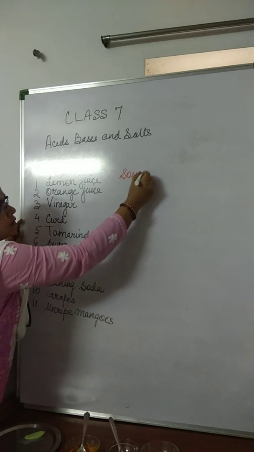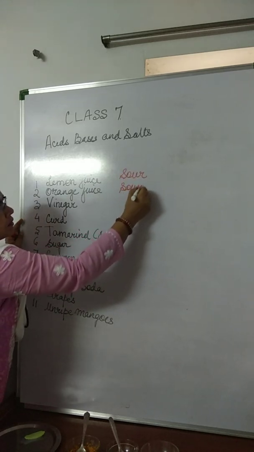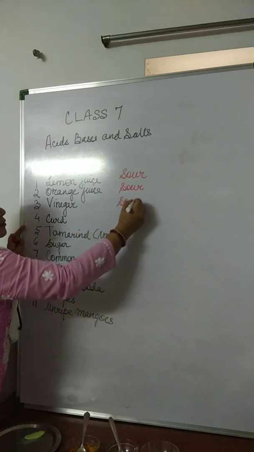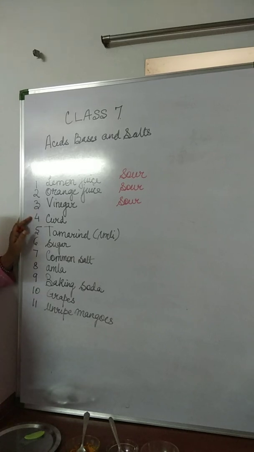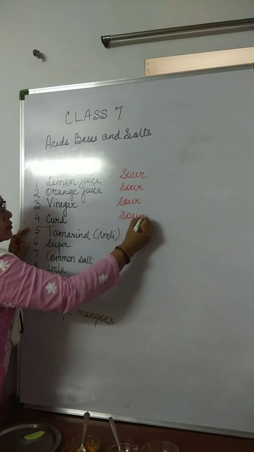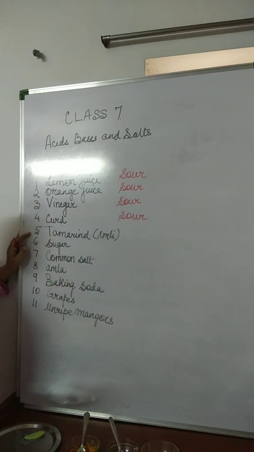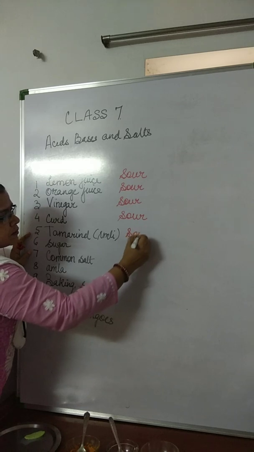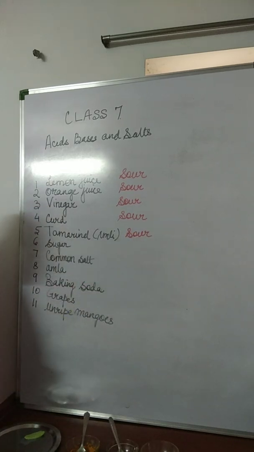Sour, यानी खट्टे होते हैं. Vinegar, that you put in your pickles, and you put your flavor things with vinegar. This is also sour in taste. Curd, that we call dahi, this is going to be also sour in taste. खट्टा होता है. Tamarind, यानी कि इमली, this is also going to be sour in taste.